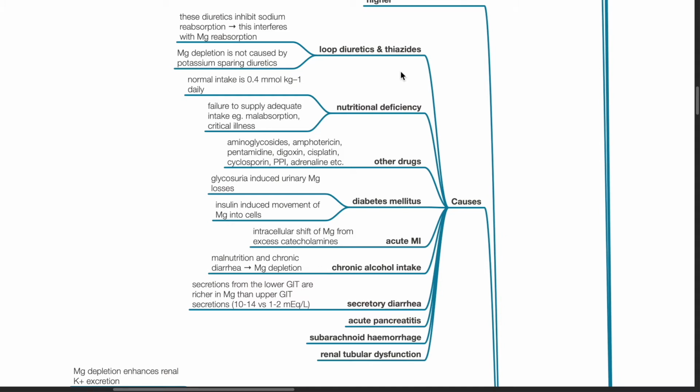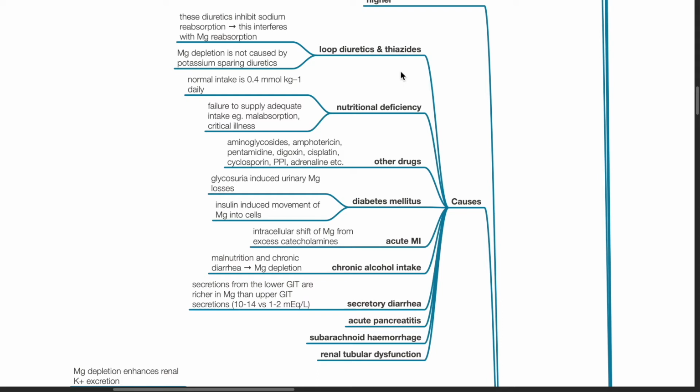Nutritional deficiency can cause hypomagnesemia. Failure to supply adequate intake occurs in conditions such as malabsorption and critical illness. Other drugs may cause hypomagnesemia, such as aminoglycosides, amphotericin, pentamidine, digoxin, cisplatin, cyclosporin, PPIs, adrenaline, etc. Diabetes mellitus can cause hypomagnesemia via glycosuria-induced urinary magnesium losses. Insulin treatment induces movement of magnesium into cells.